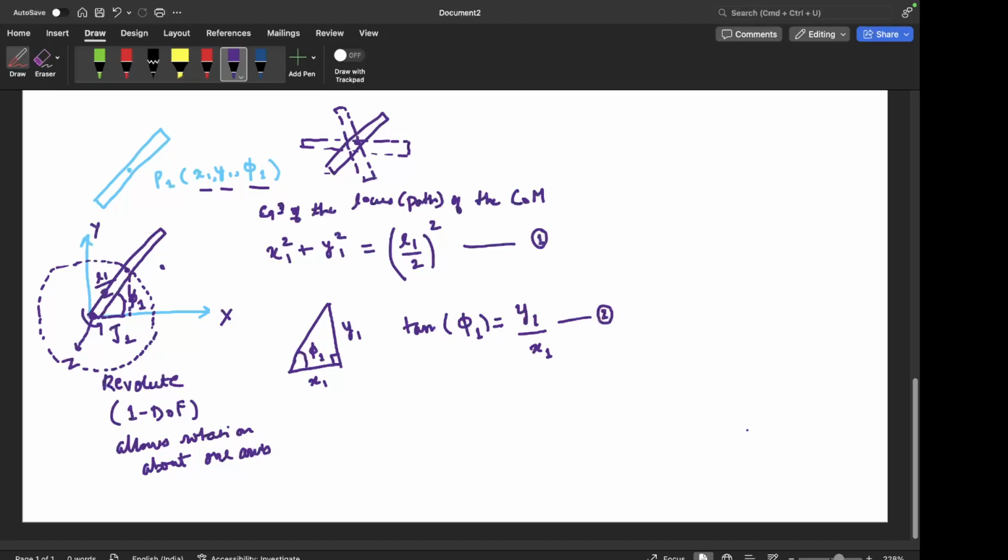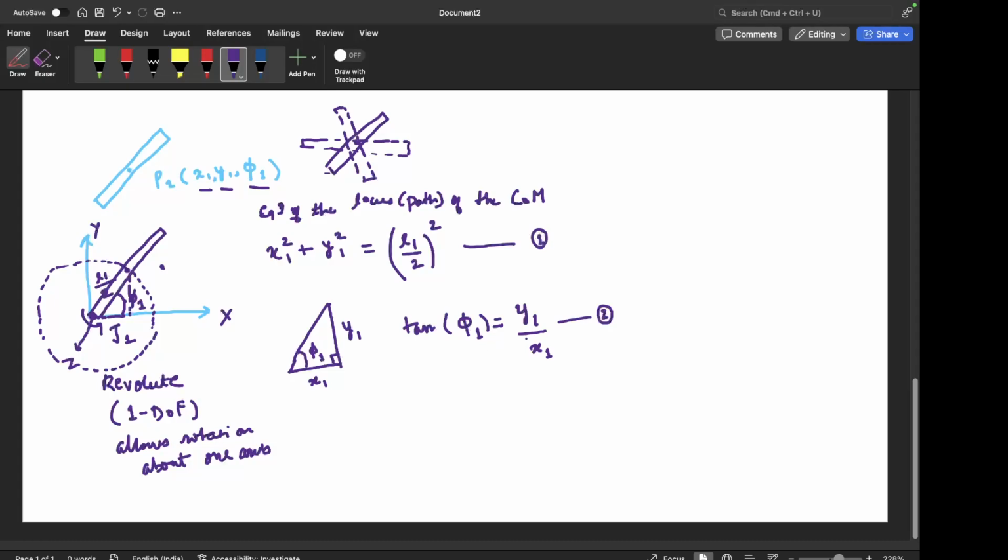Right. So we started with three independent variables, and now by enforcing one revolute joint, what we see is that we have gotten two relations among these variables. The first equation relates the x and y coordinate of the center of mass position, and the second relation basically relates the coordinates of the center of mass to the orientation of the link.